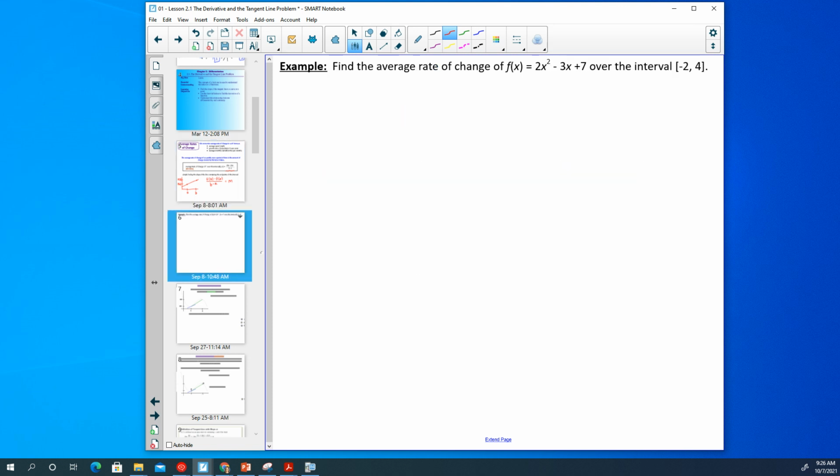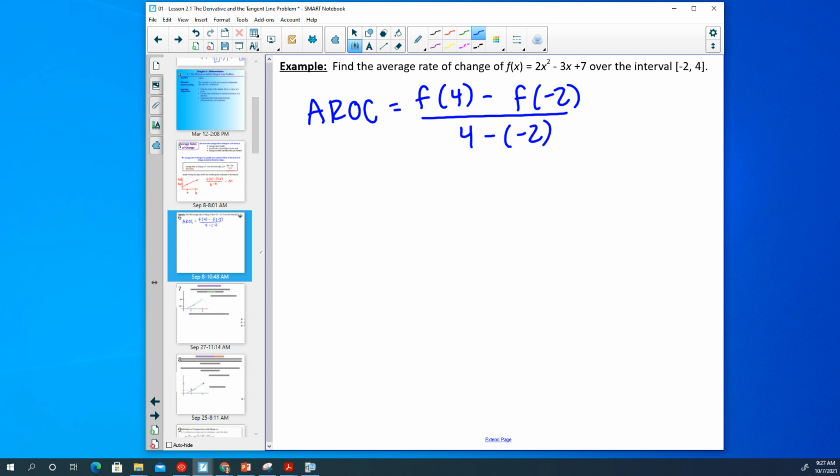So here's just a little example of average rate of change before we move into instantaneous rate of change. If I gave you this function, f of x is 2x squared minus 3x plus 7, and I asked you to find the average rate of change over the interval negative 2 to 4, we would need to find f of 4, find the difference between f of 4 and f of negative 2, my two endpoints, all over the difference of my x coordinates. My change in y over my change in x, my slope, my rise over run.